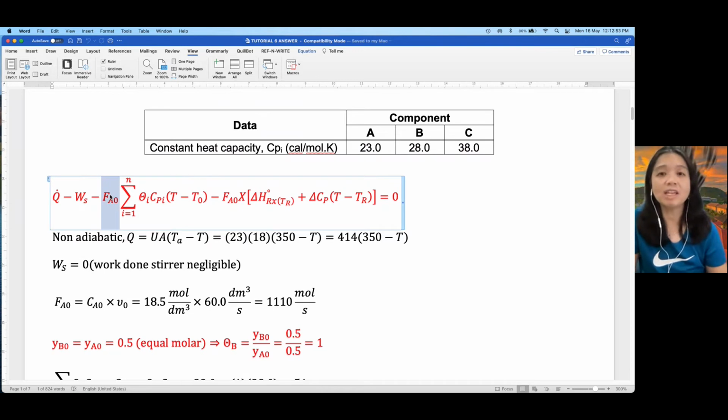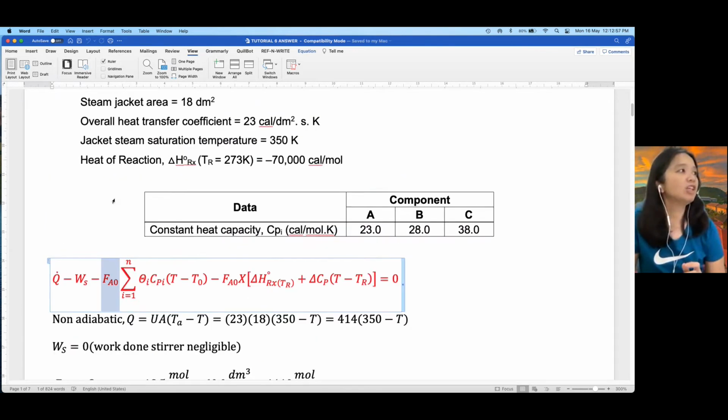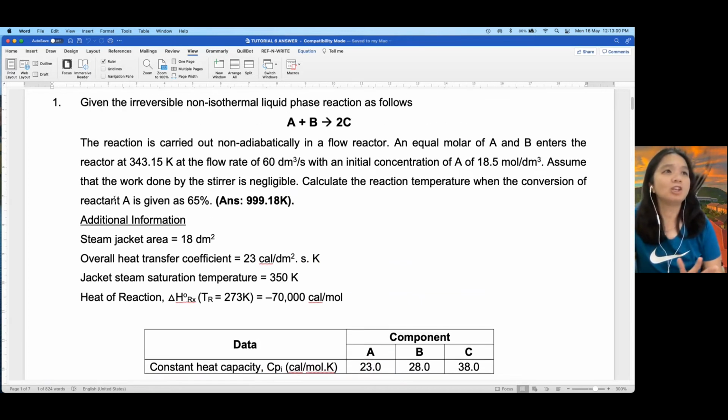Okay, so next one is FA0. FA0, you know, right? Initial molar flow rate of A. If you realize in the question, you can check, there is no information in terms of molar flow rate. You know that if it's FA0, the dimension must be mole per time. You can see from the question, there are no numbers in terms of mole per time.